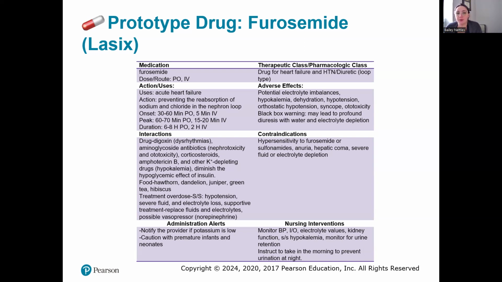We want to monitor their blood pressure, monitor their I&O, monitor their electrolyte values, monitor their kidney function, monitor for signs and symptoms of hypokalemia, which you should know by now. Okay. And then monitor for urine retention. What does urine retention look like? Urine retention is, I'm already monitoring their I&O and then randomly they stop peeing. Okay. Or they never started.